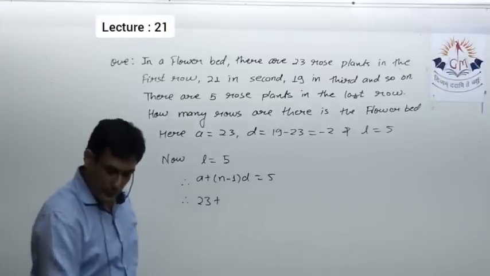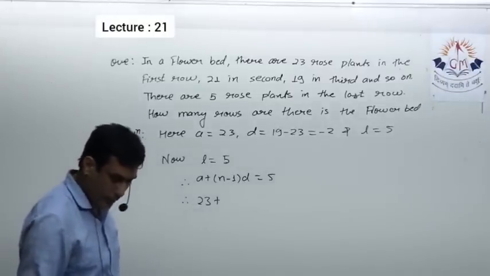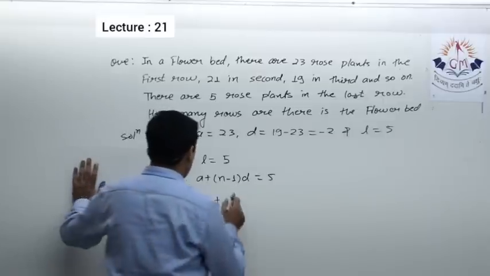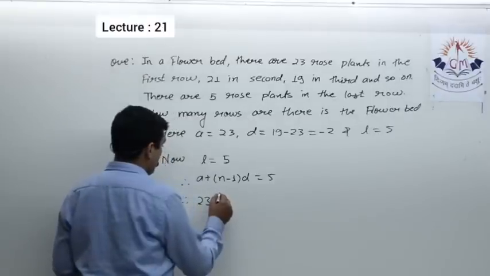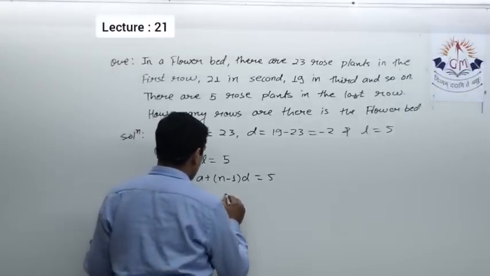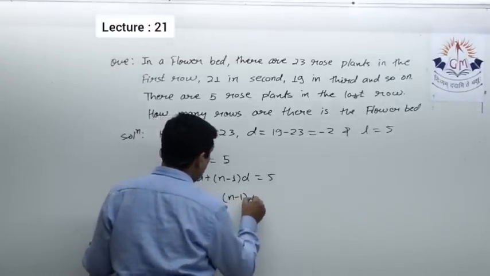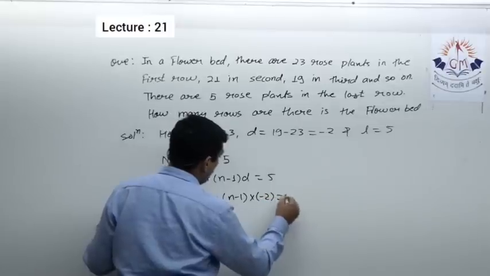Okay, one thing more, I think. Yes, it is correct. How many rows are there in the flower bed? Okay, so a_n is 23. Now we have to find n. d is minus 2, a is 5.